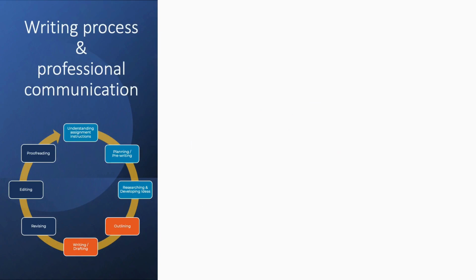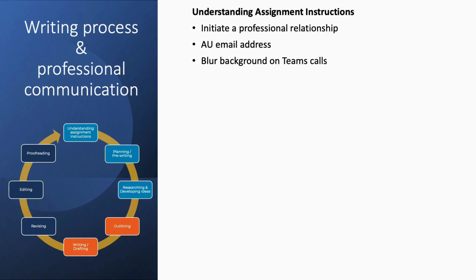The writing process is also a transferable skill that you can apply to professional writing, like a cover letter. We can learn professional writing skills through each stage of the writing process. So for instance, when understanding assignment instructions, we may need to contact our instructor to clarify details. This is our chance to initiate a professional relationship with the instructor by using formal and professional language. One way to do this is to use an AU email address because it has a standardized format to it.